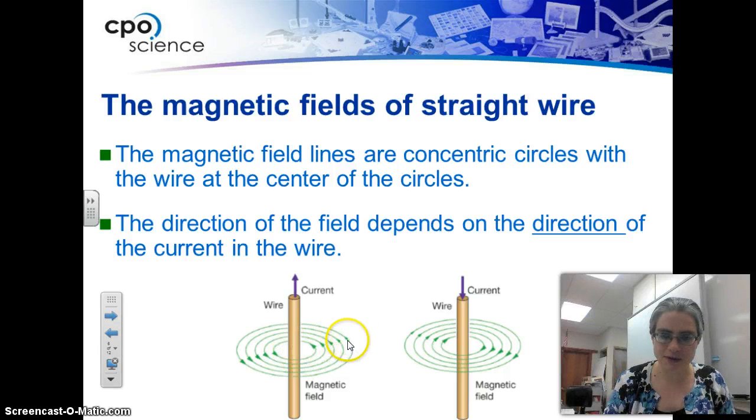And you can see those field lines. And those field lines kind of go from the north to the south pole. They tell us the magnitude of the field. So the field is going to be strongest closest to the wire and weakest further away from the wire.